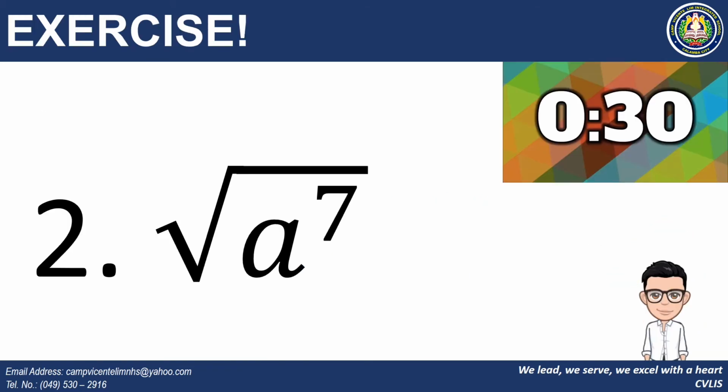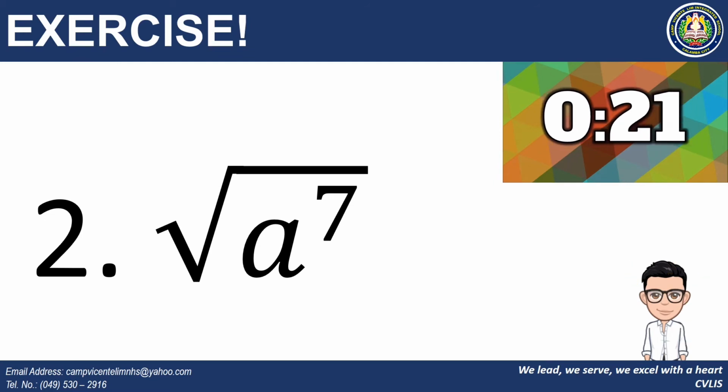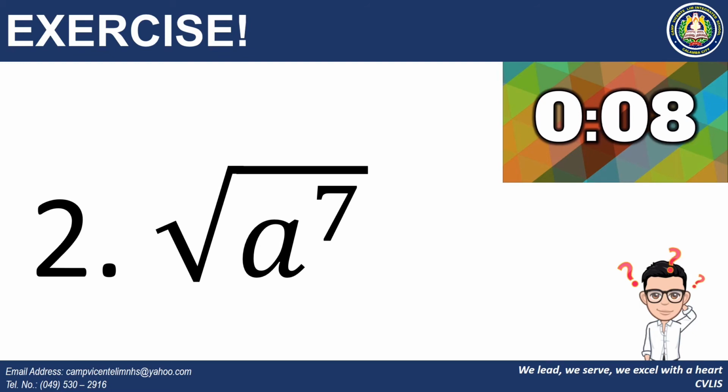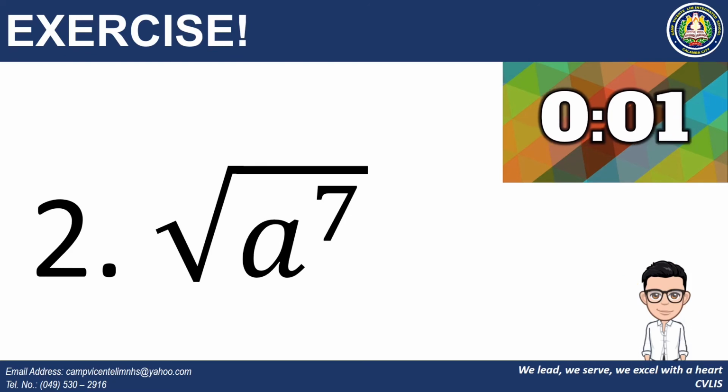Example number 2 is the square root of a raised to the power of 7. 30 seconds starts now. Times up.